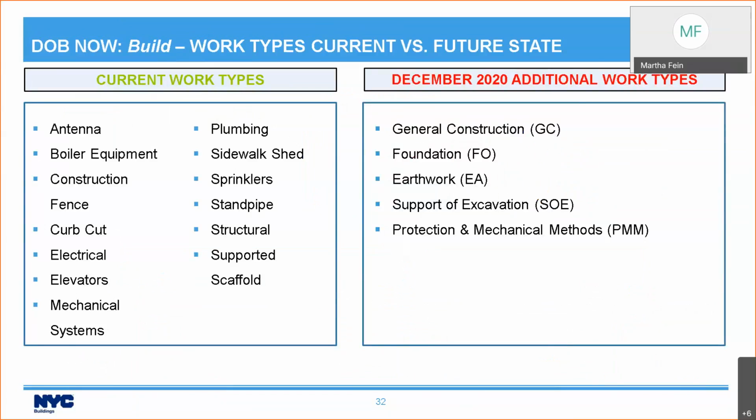So let's talk about work types. We currently have 14 work types, and we are adding 5 in this release. All 5 of these were found under Other on the paper PW1. So I have a question for you. Of these 5 new work types, how many does your company handle? Please submit your answers.